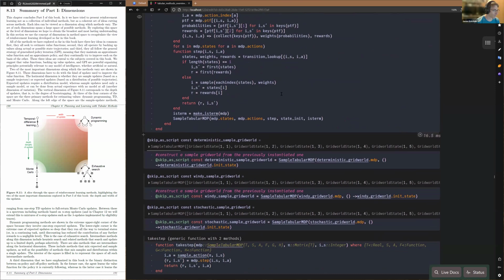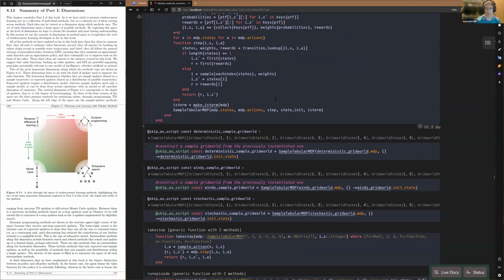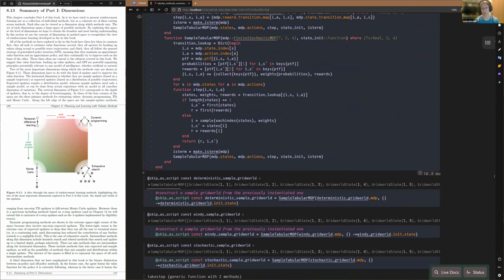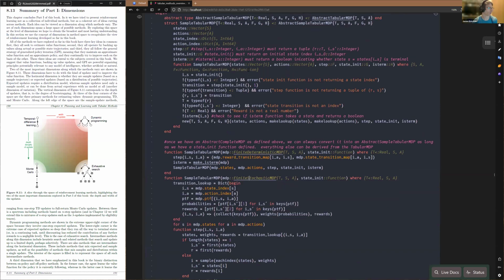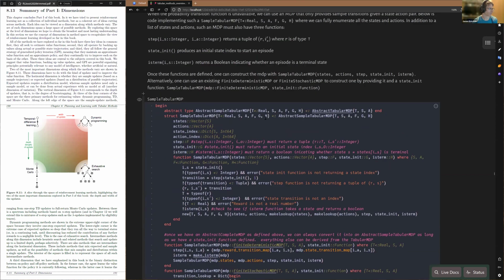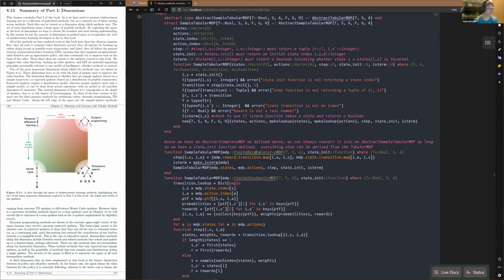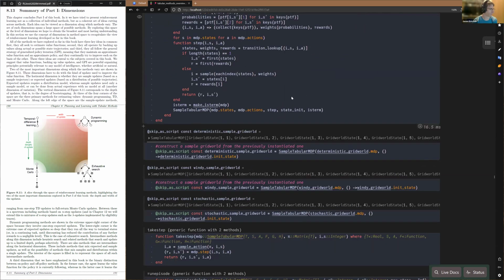And also, you can always convert from one of the previously defined MDPs to this type. If I have the probability transition function, I can always convert it into a step function. So there's a function here that does that. You can convert one of these stochastic MDPs or deterministic MDPs into one of these sample ones. So that's what's done here.